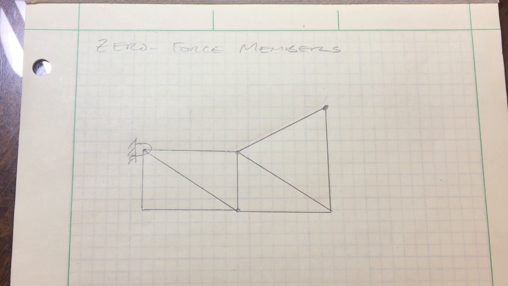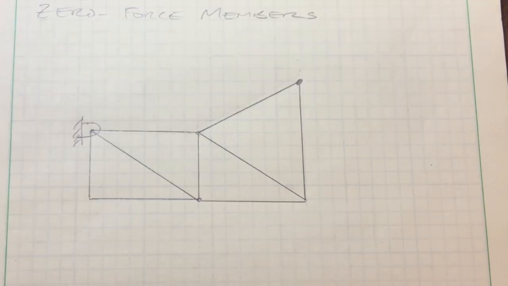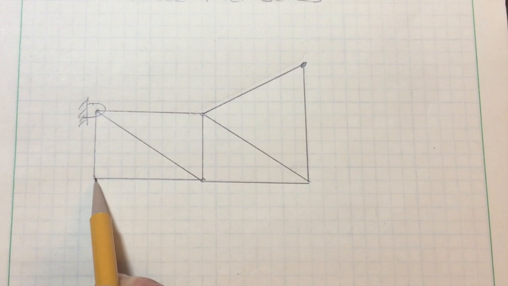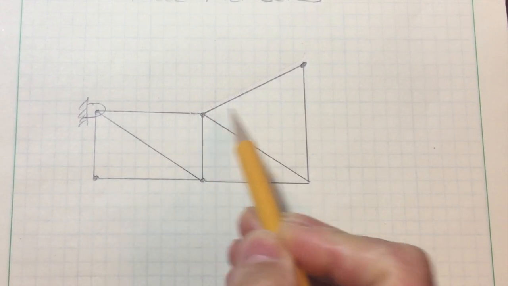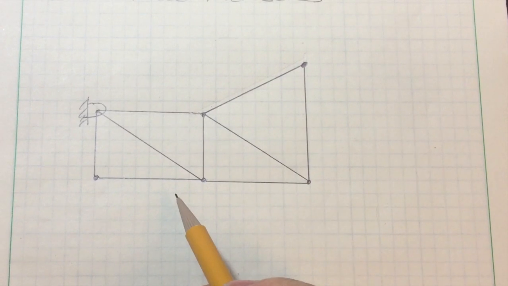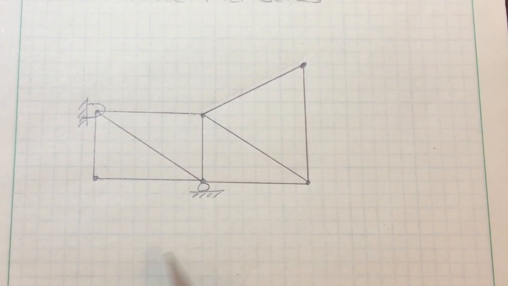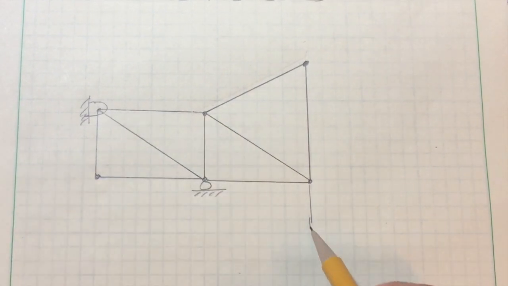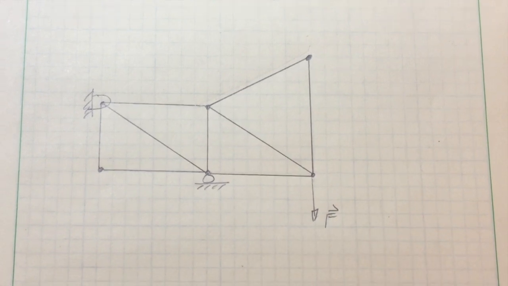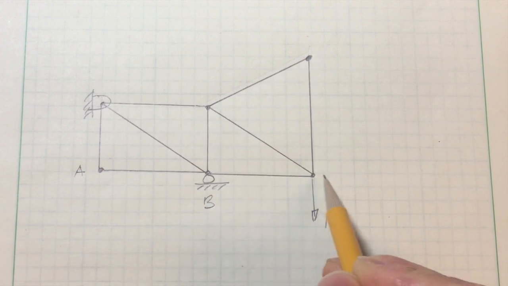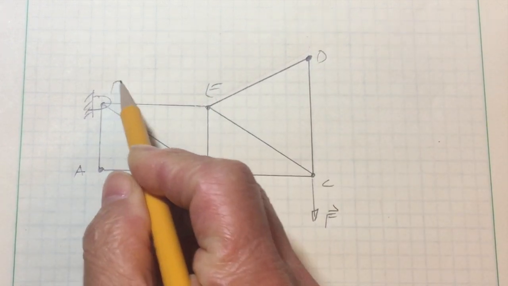When trusses are designed, we want to be able to identify some of the members that carry no load. So let's take a look. We'll assume that this truss is pin connected at all these joints. It's supported here by a ball, and let's say a load F is being applied here, and we'll label the points A, B, C, D, E, and F.